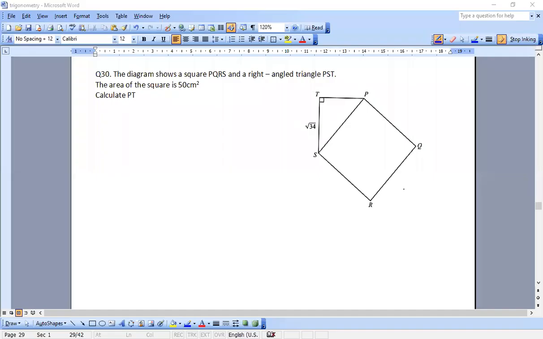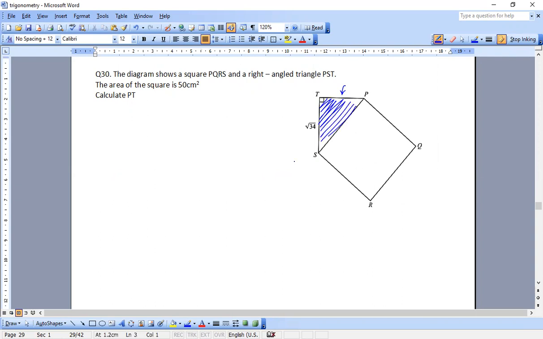The diagram shows a square PQRS and a right-angled triangle PST. The area of the square is 50 centimeter square. Calculate the length of PT. Okay, so this is the length that we are trying to find out. And this is a side of a right-angled triangle PST.